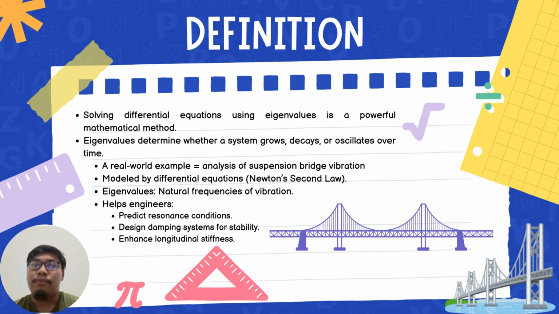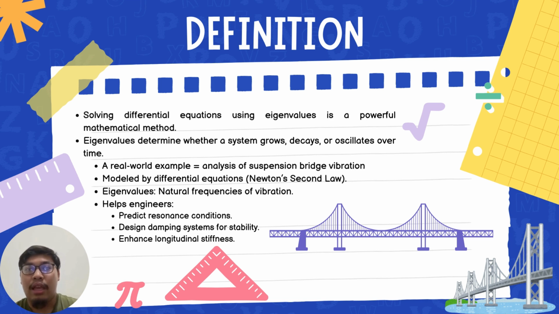A real-world example of this application is the analysis of suspension bridge vibrations. The motion of the bridge can be modeled by a system of linear differential equations derived from Newton's second law. In this context, eigenvalues represent the natural frequencies of vibration, crucial for understanding how the bridge responds to external forces like wind and traffic.